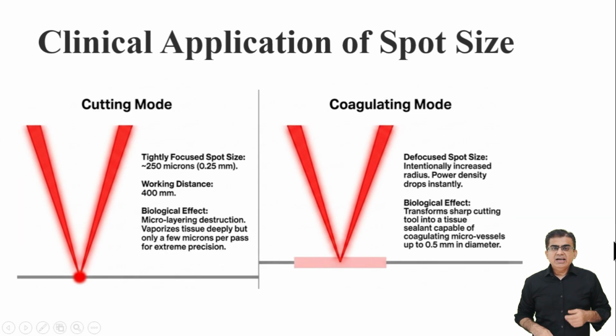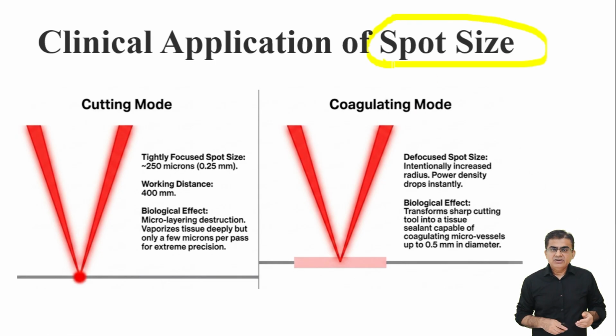Let us look at exactly how we practically use spot size in the operating room. Look at the diagram on the left side of your screen. This represents our standard cutting mode. Here we use a tightly focused spot size of roughly 250 microns. This is extremely small, measuring just 0.25 millimeters. We strictly use this at a standard working distance of 400 millimeters.